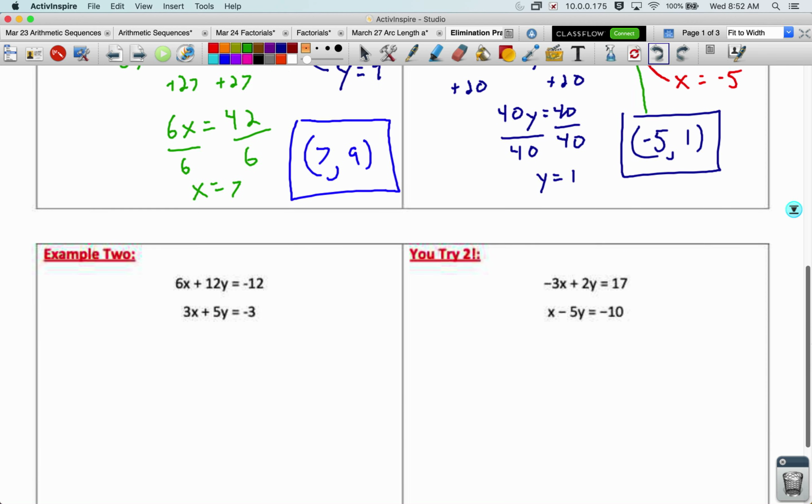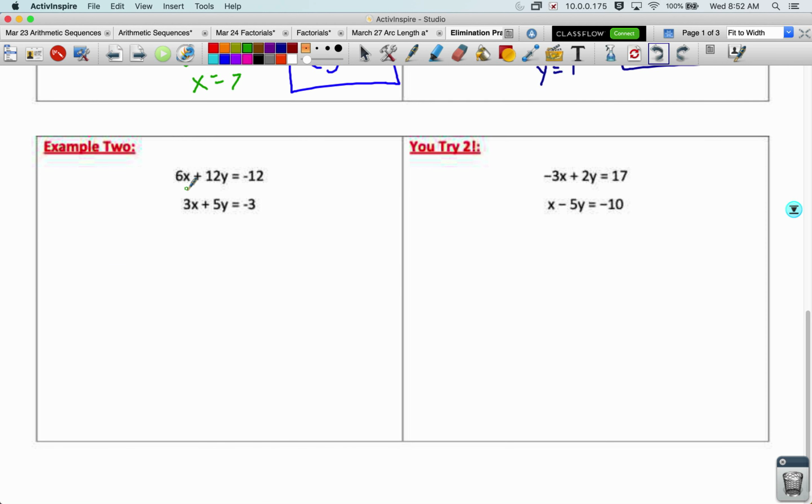Let's look at example number 2. Let's see, how can I make a zero pair? Well, again, I don't have a zero pair right off the bat, but I've got some multiples. I've got 6 as a multiple of 3.